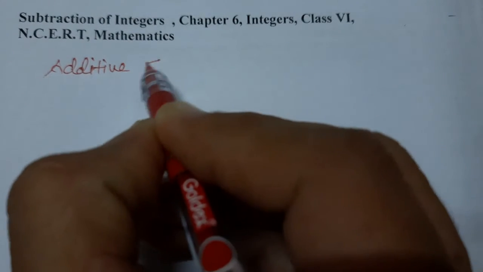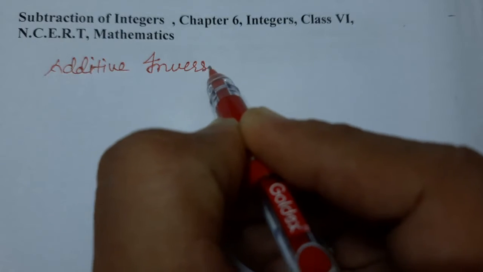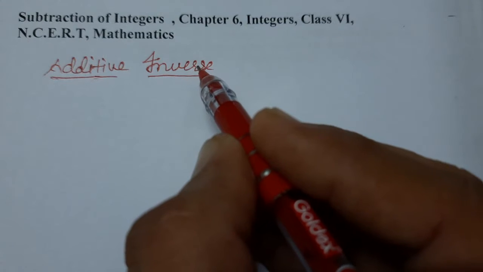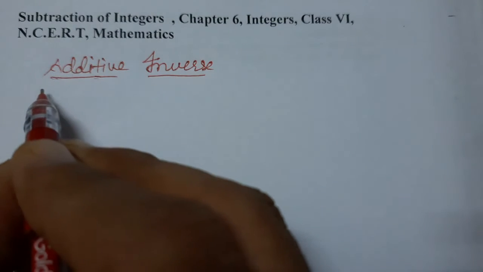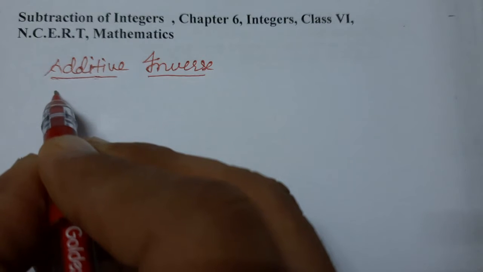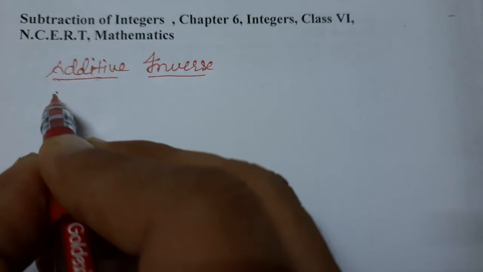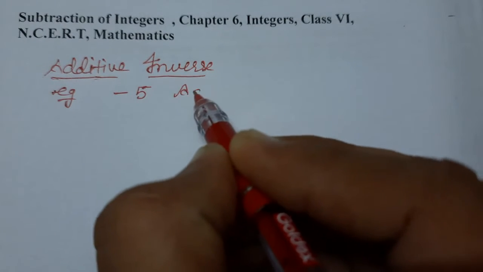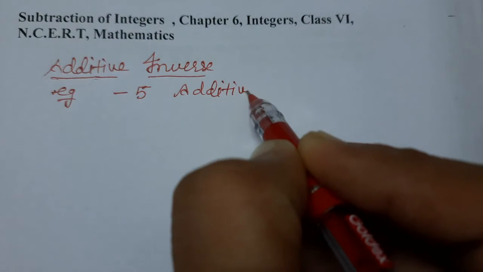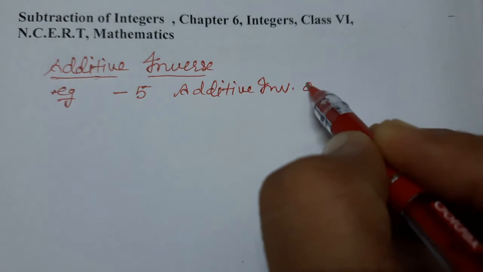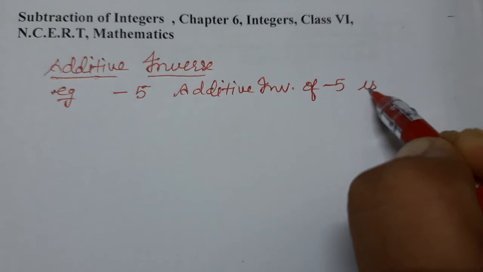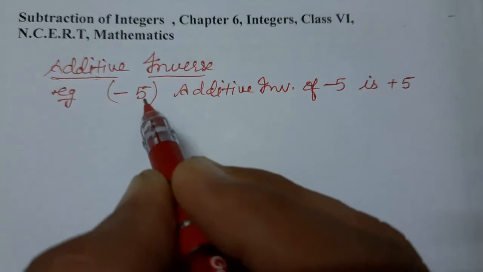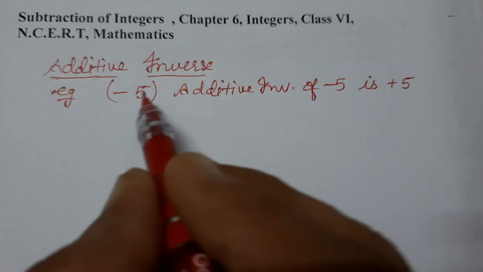Additive inverse. As the name suggests, additive inverse means we have to take the inverse of any number. Let us take an integer, for example, minus 5. So what is the additive inverse of minus 5? The additive inverse of minus 5 is plus 5. So we have to take the inverse of the number.